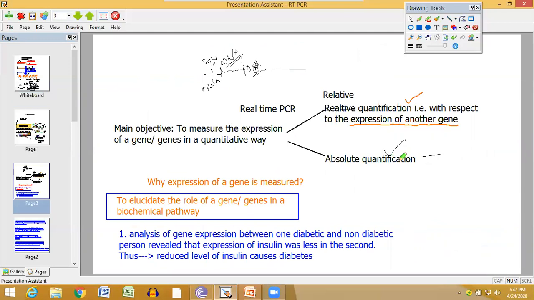Now the question comes: why are you interested in measuring the expression of a gene? Why does measuring gene expression really matter? Because it elucidates the role of a gene or genes in a biochemical pathway. This is one very, very important aspect: you can measure the expression of a gene, and this expression will give you the role of the gene in a particular biochemical pathway.